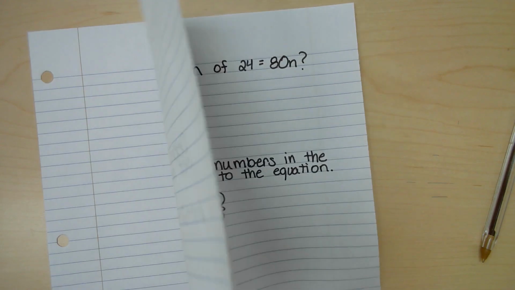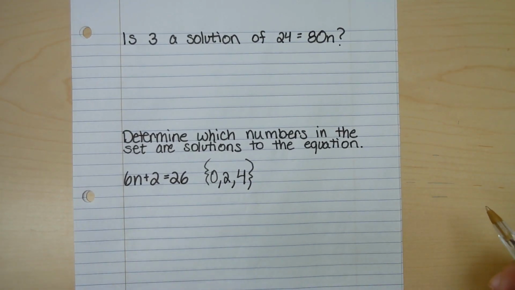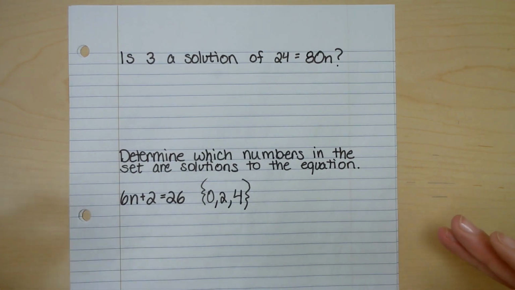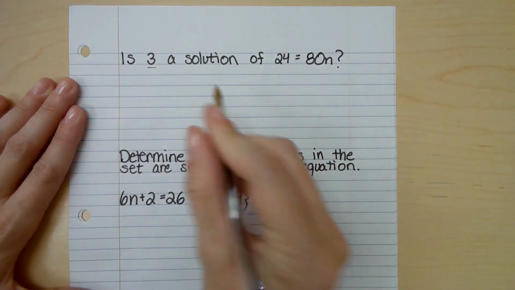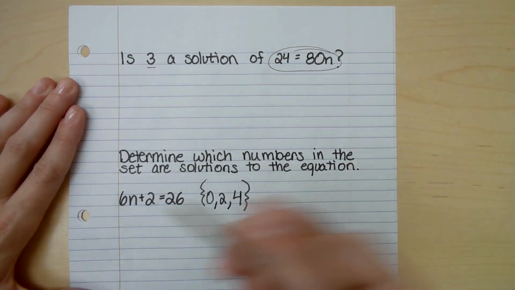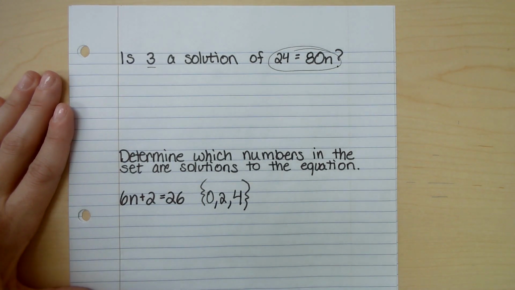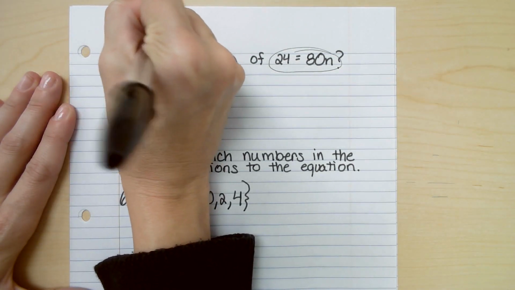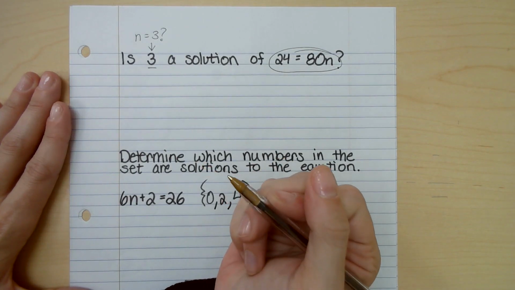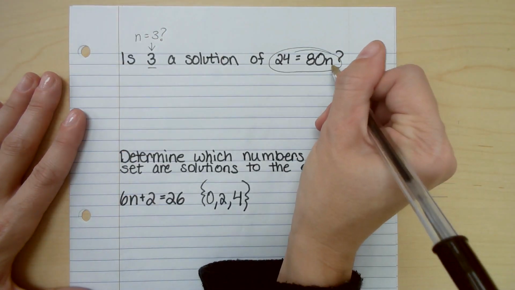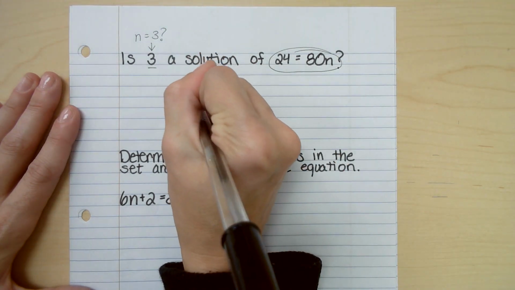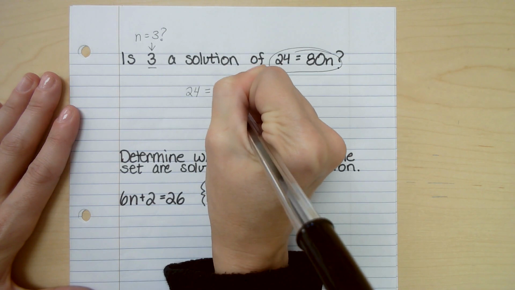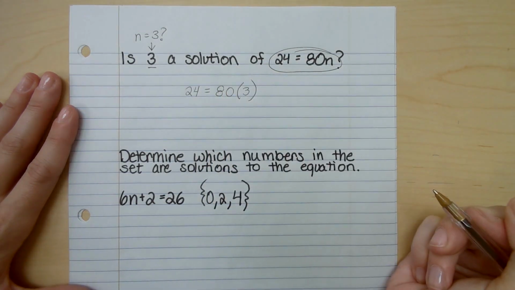Now, the last thing we're going to do is we are going to check solutions to equations. Now, a solution is a number that would give us or result in a true statement. So for the first one, is 3 a solution of 24 equals 80n? So to check that, we are going to ask ourselves, does n equal 3? Does it work that way? So to check it, I have to plug the 3 in where the n is. So this would be 24 equals 80 times 3.